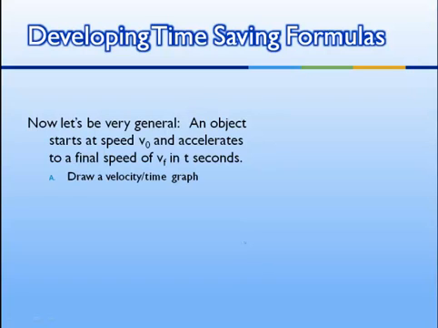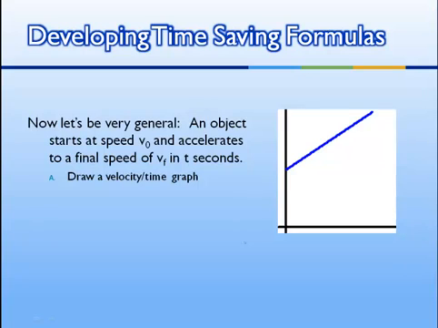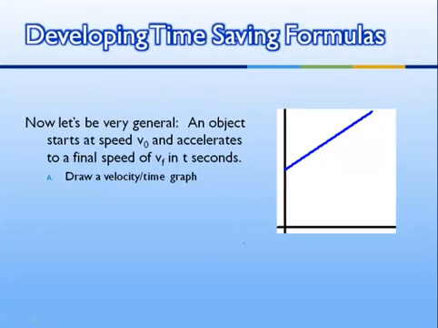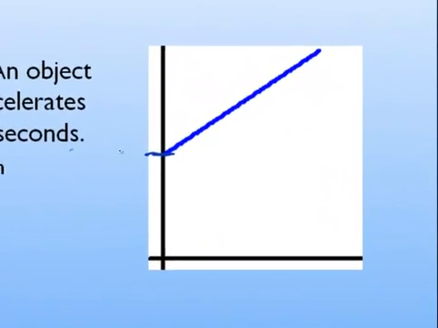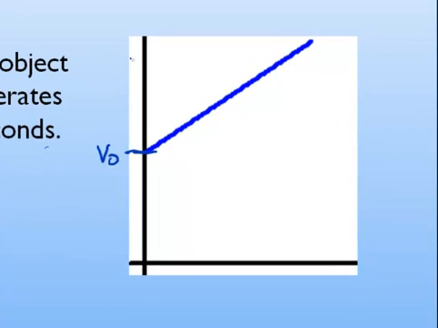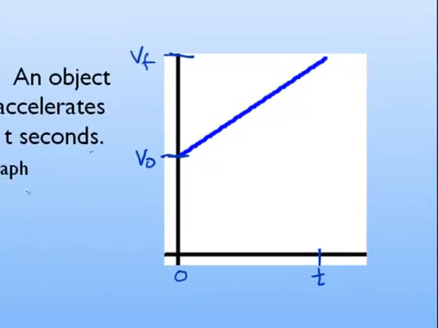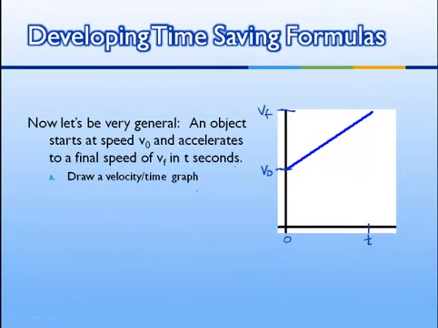To start, let's draw a velocity versus time graph. Ta-da! And we'll say this is an initial velocity of v naught, and this is a final velocity of vf. This is 0 seconds, and this is t seconds. So let's begin by looking at the slope of the line. That would help us calculate the average acceleration.